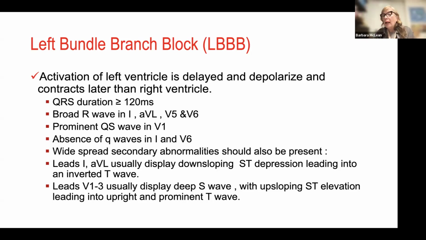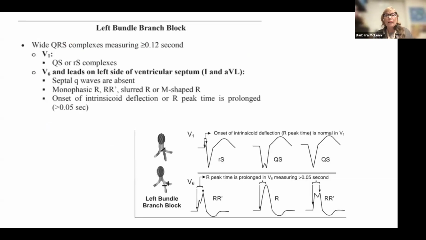And again, we're going to have those secondary abnormalities. In my left-sided leads, I'm going to have a downsloping ST with an inverted T wave. That's called discordance. Those are the criteria. It's pretty straightforward. Is your direction normal? Yes or no? Is your time normal? Yes or no? And do you have discordant ST T waves? Pretty darn straightforward. Now that's what we see in right and left bundle branch block.